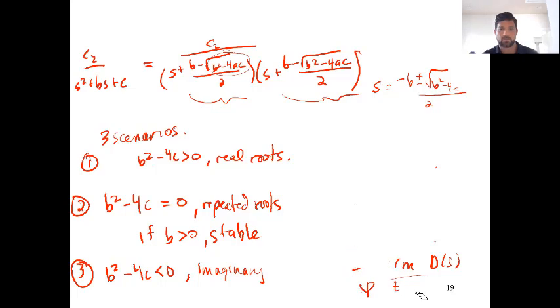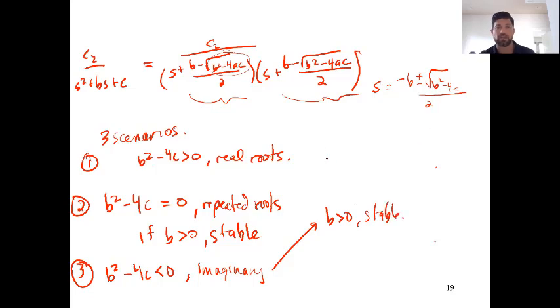Let's look at this, and let's just say there's imaginary roots. We're still going to have this b term. We're going to have a b minus some imaginary term. And so if we have imaginary roots, these terms right here are not going to contribute to the value of the real term, which determines the stability. Therefore, the same thing as before: if b is greater than 0, it's going to be stable.